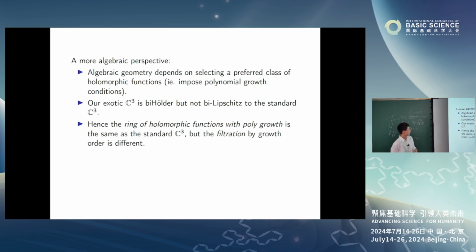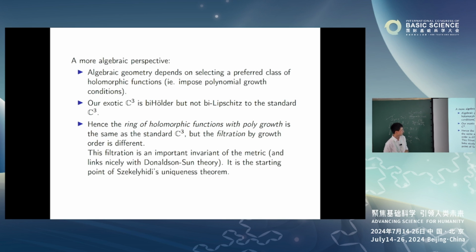However, the filtration induced by the degree of growth is different. So this is the same ring of holomorphic functions, of algebraic functions, but a different filtration. This perspective is closely tied to Donaldson-Sun theory, and it's in fact reflected in how Gabo proved this uniqueness result. The filtration of functions by the degree of growth is in fact almost like the starting point of Gabo's uniqueness proof.